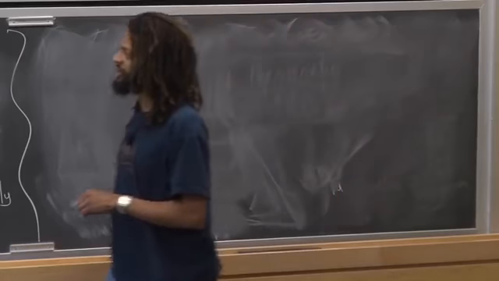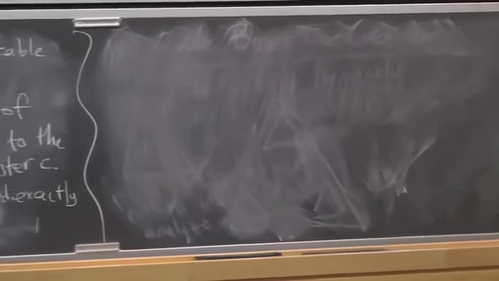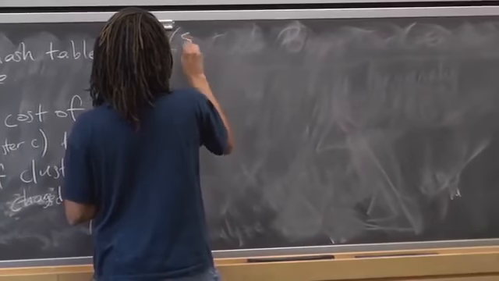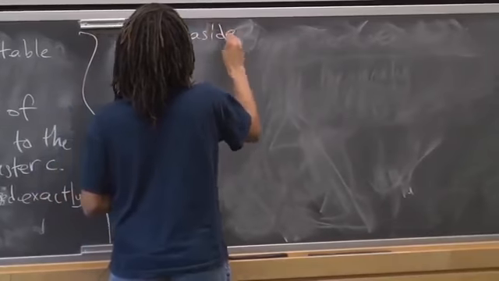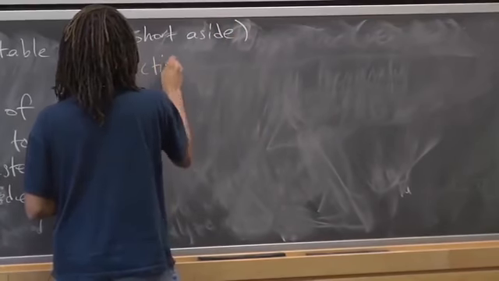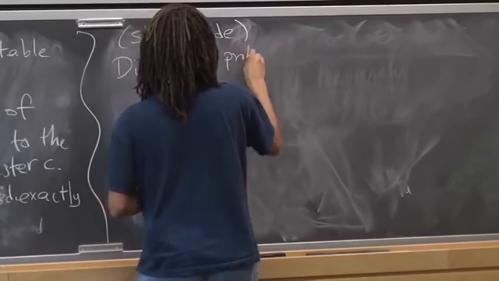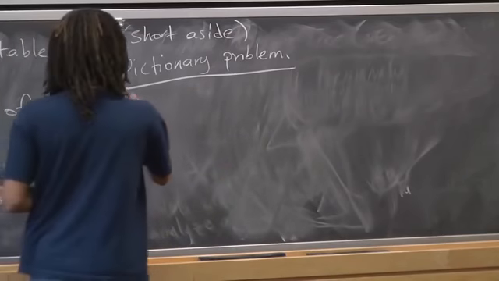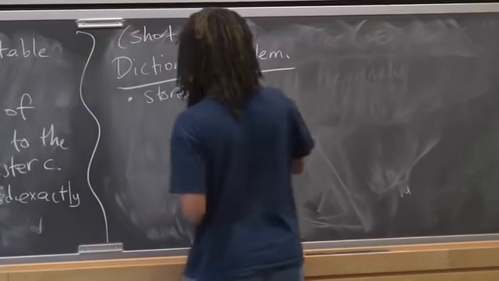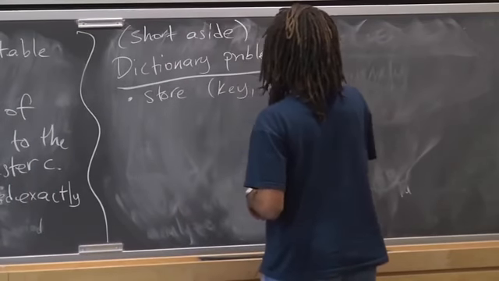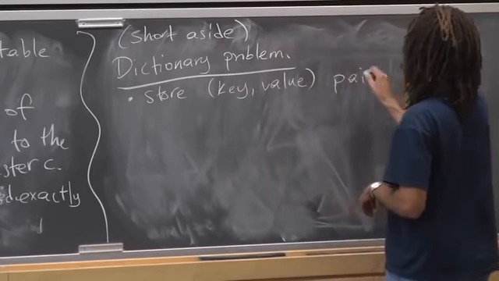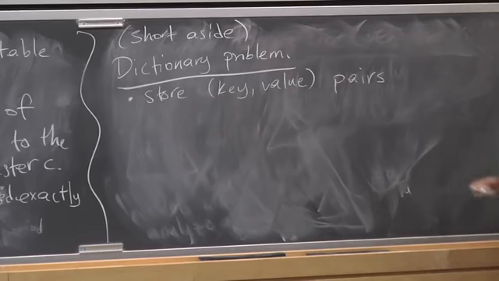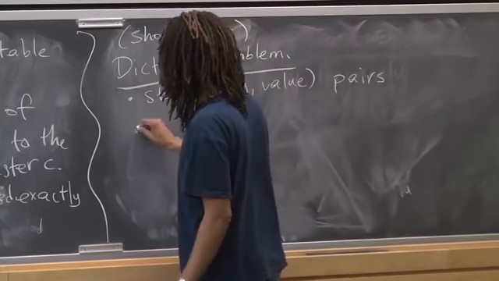I think it's good to think in terms of problems, and then there are algorithms or data structures that solve those problems. So let's forget about hashing. What's the problem that we want to solve? The problem we want to solve is what's called the dictionary problem. So, short aside. The goal of this problem is to store key-value pairs. I'm going to assume that the keys and the values each fit in a machine word. And the semantics are as follows.